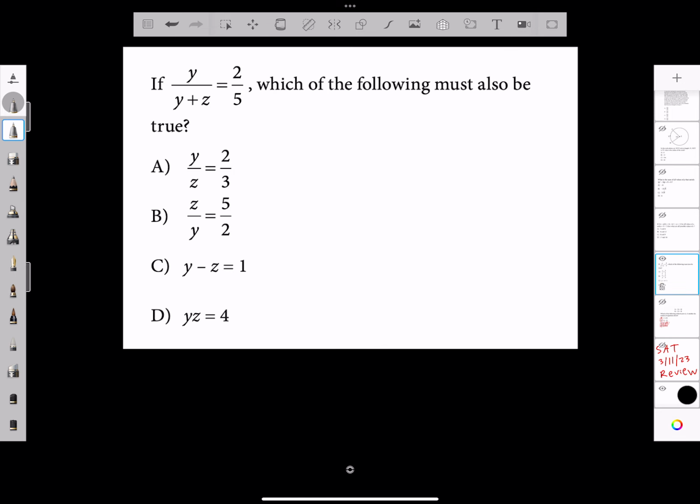Okay, give this one a go. So make sure to pause the video and then unpause once you are finished.